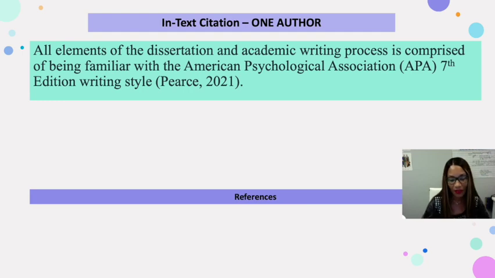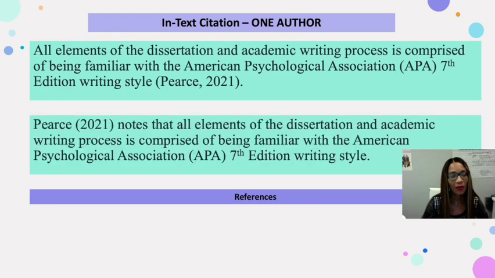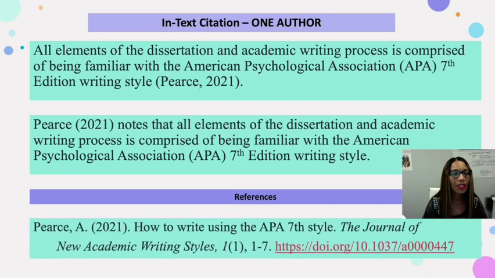If you want to say that the author stated something, it'll be a little bit different, where you may want to put the author at the beginning or in the middle of the sentence to say that this author stated such and such. So here we have the author said this, but instead of having the author in parentheses, you're only going to have the year of publication in parentheses.